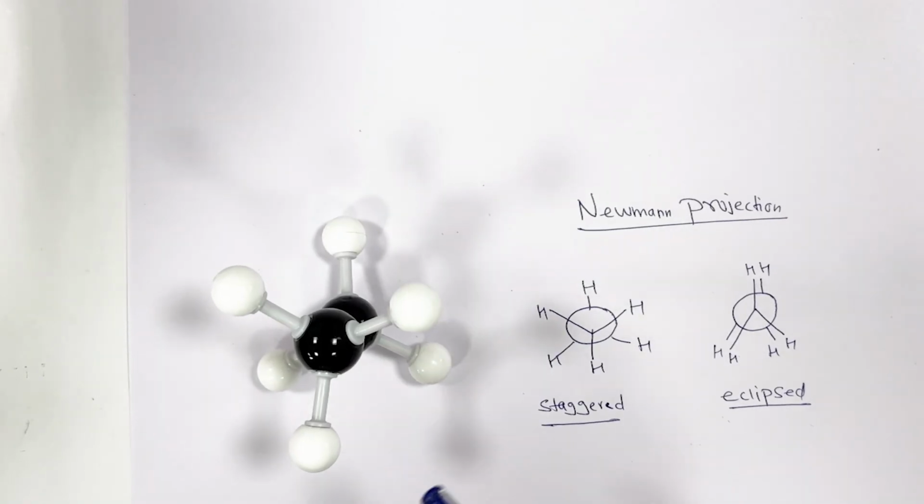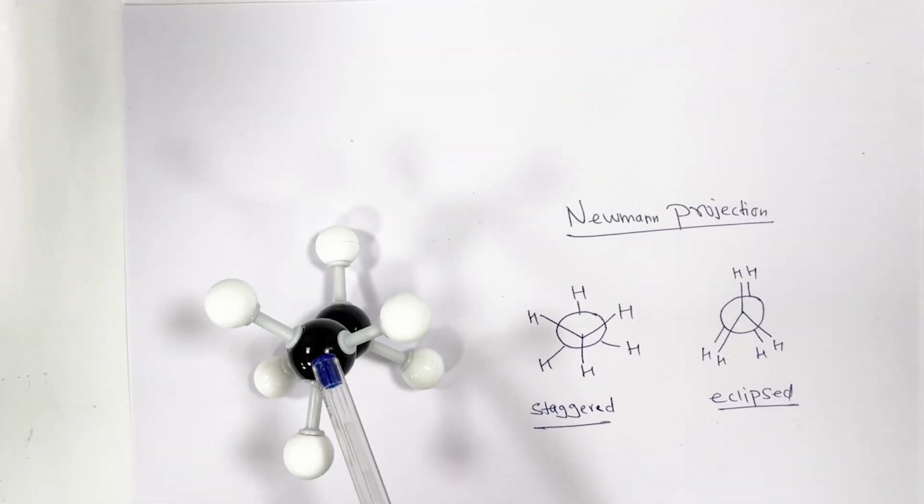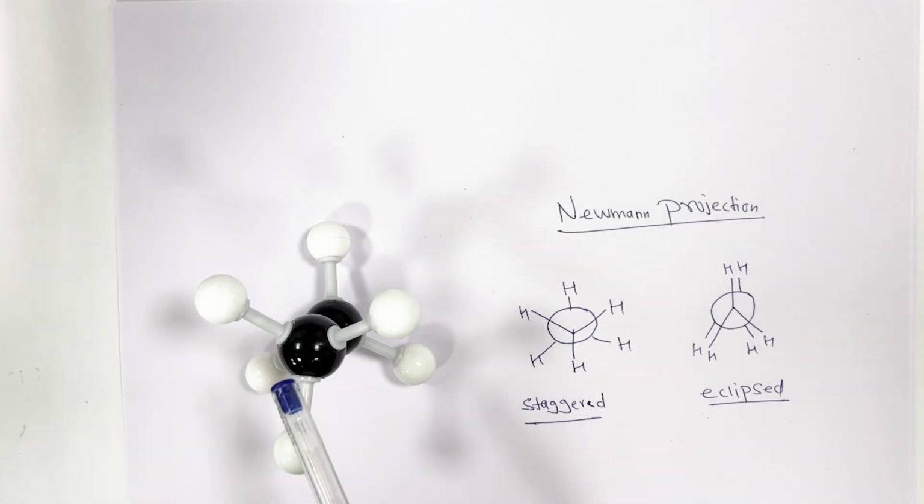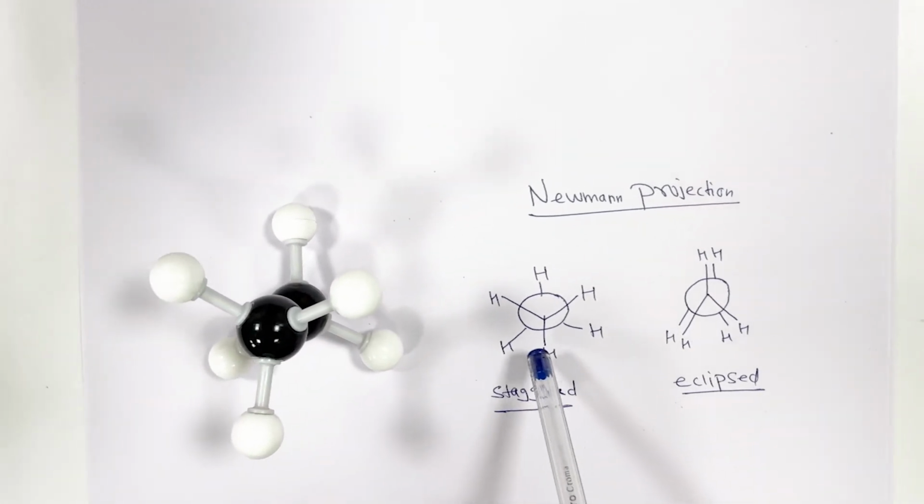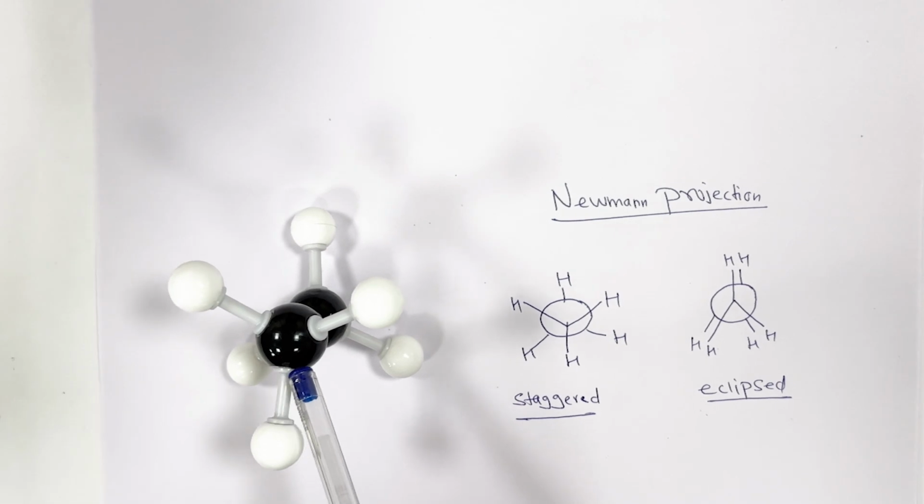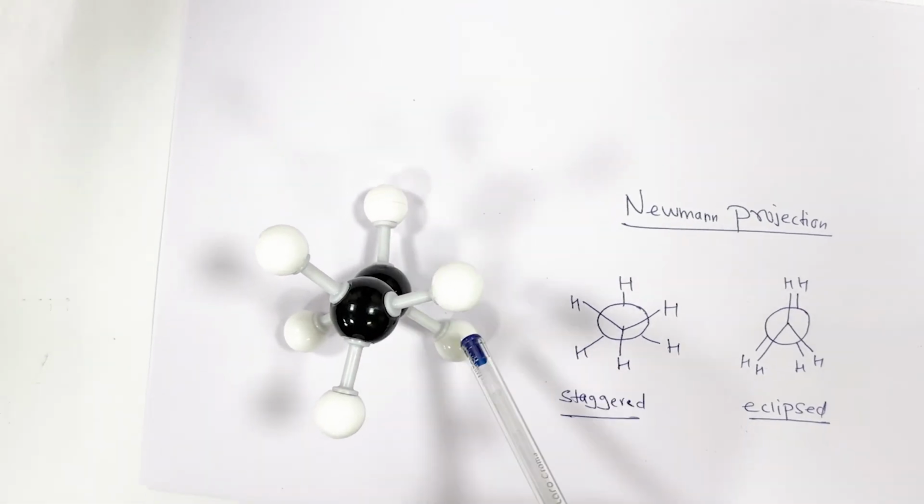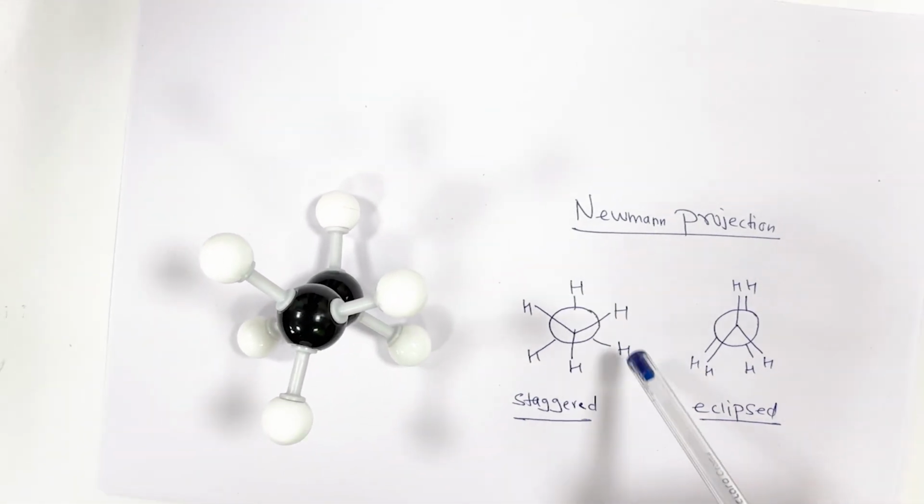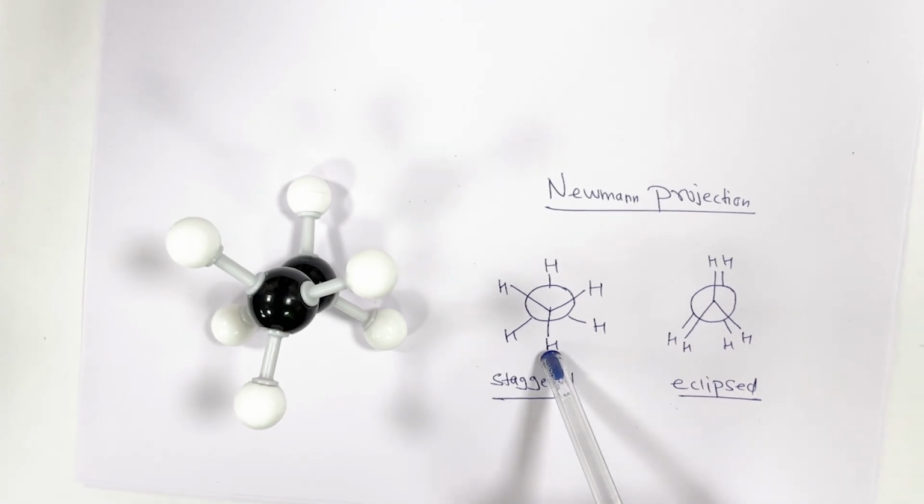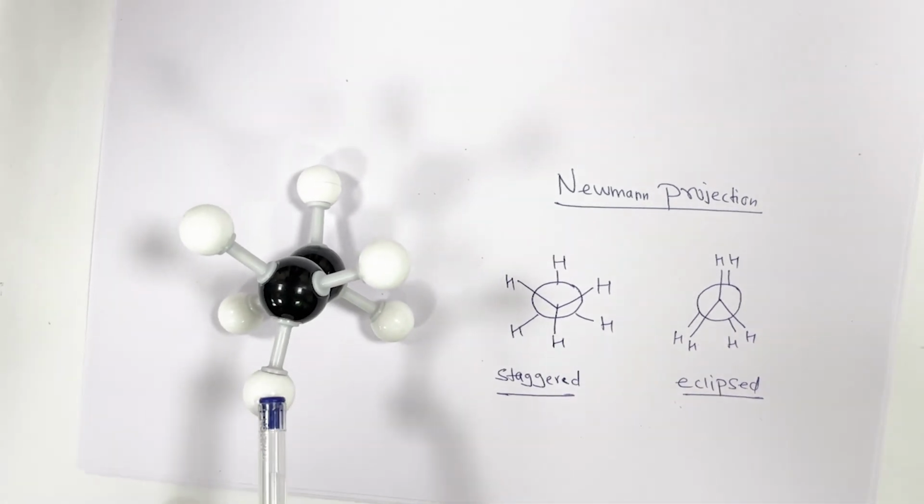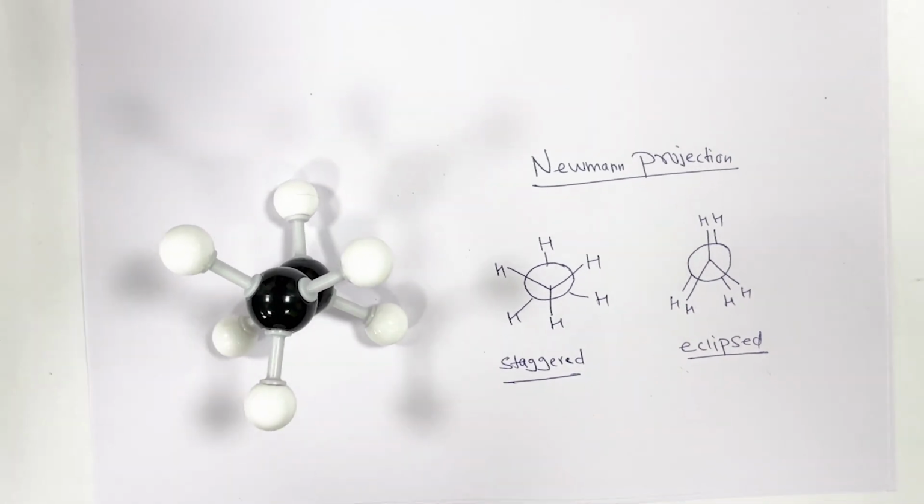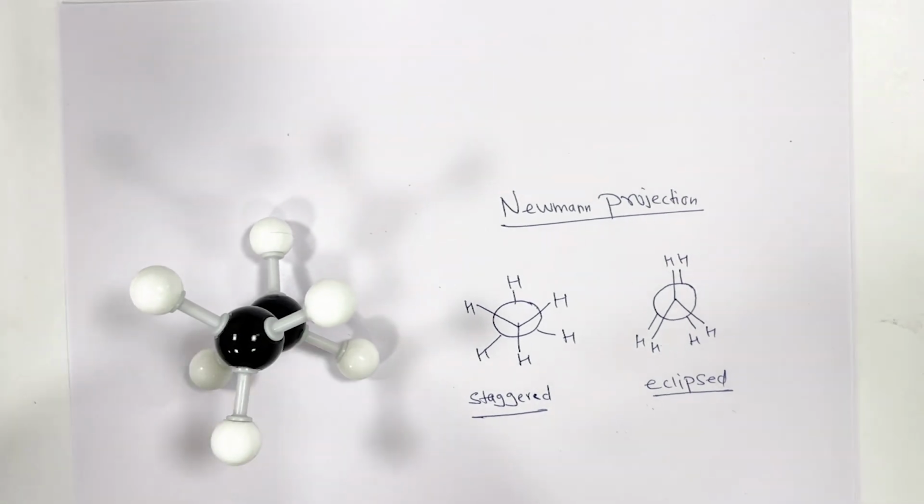Now let us explain eclipse and staggered by this 3D model. The left hand side is our 3D model of the staggered conformer. Now this is 3D model, white represents hydrogen and black represents carbon. This is the way in which we draw in our notebook, and this is the actual model in 3D. Now you can see that staggered.